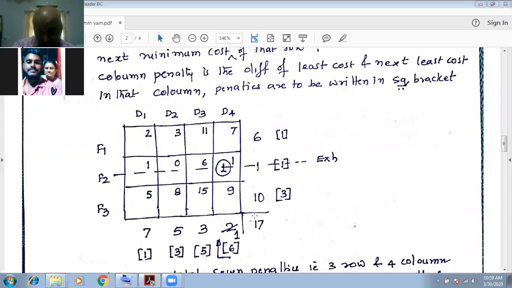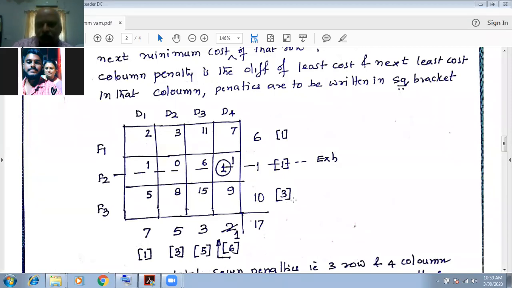You have to find the third penalty of the row. In the third row, the costs are 5, 8, 15, and 9. Out of this, least cost is 5. The next least cost is 8. The difference of these two, you have to subtract the lower value from the higher value. 8 minus 5 is 3. That is the penalty of the third row, 3. That you have to write on the right side of the third row.